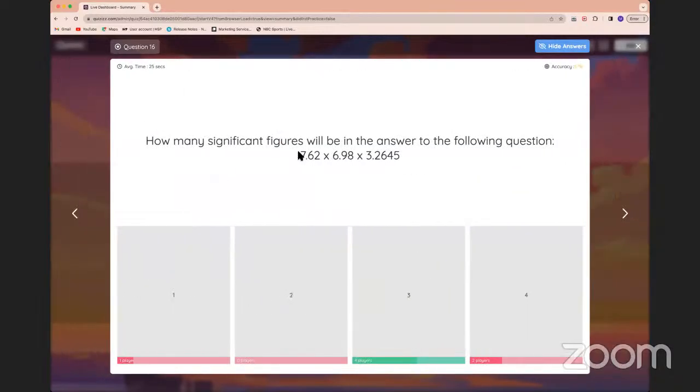And then here you multiply 3 numbers. You multiply 3 numbers, 3 significant figures, 3 significant figures, and 5 significant figures. The answer is going to have 3 significant figures because the answer for multiplication cannot be more accurate than the least accurate measurement.